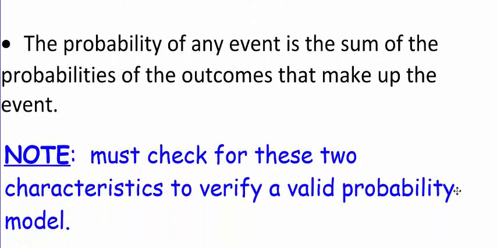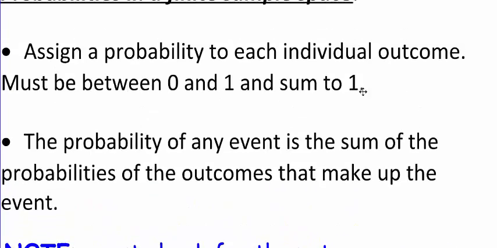And then note, you must check for these 2 characteristics to verify a valid probability. Now what I mean by these 2 characteristics to verify a valid probability are these 2 right here. These are the 2 that you have to check for a valid probability. So you have to check, are all the probabilities between 0 and 1? And do all the probabilities sum to 1? So those are the 2 things that you're checking.